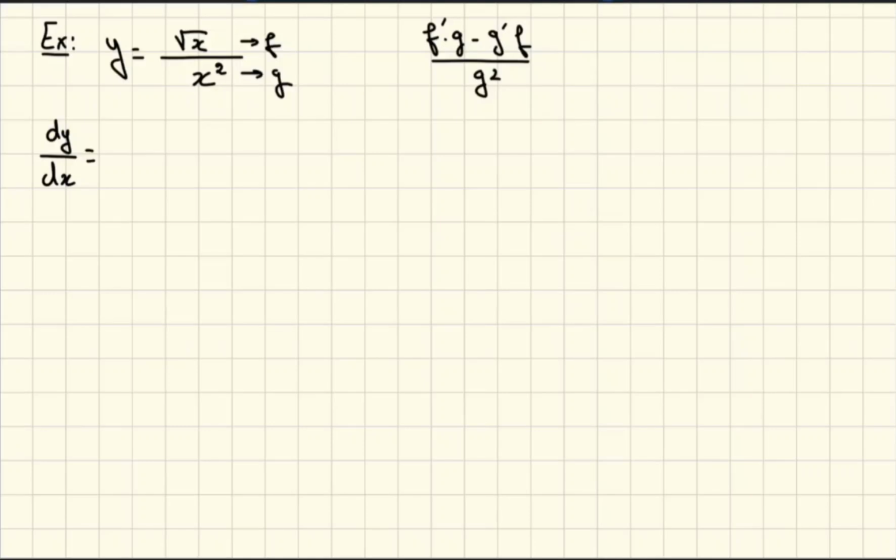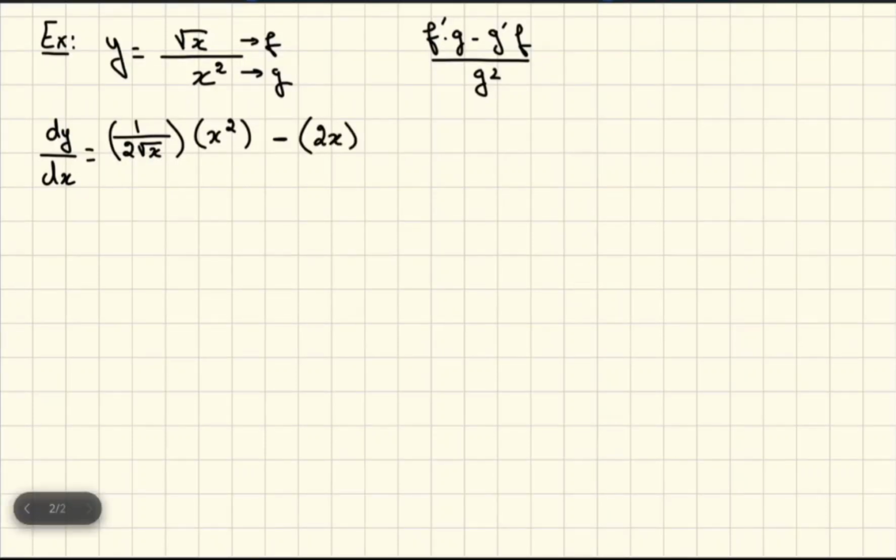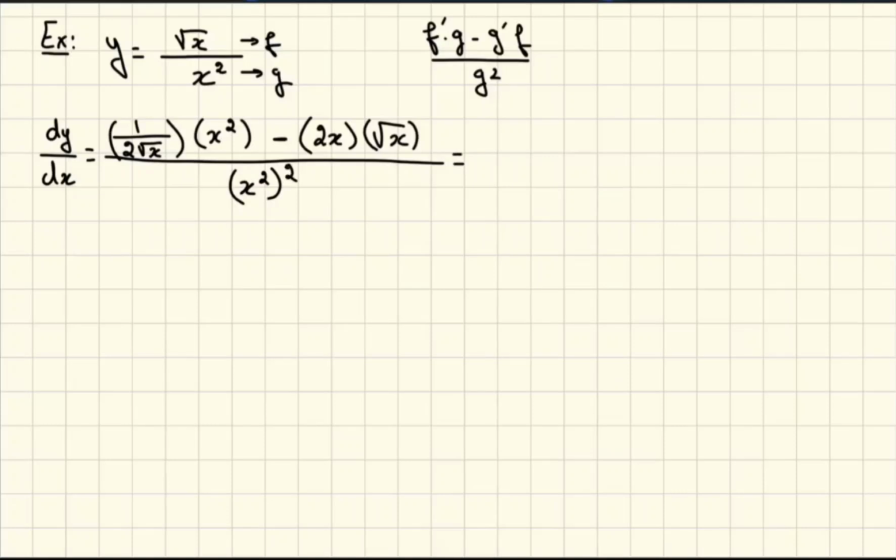So I follow. F prime, in this case, the derivative of radical x, as I spoke about in the previous video, is just 1 over 2 radical x, times g, which is x squared, minus g prime, the derivative of g, which is just 2x, times f, which is radical x, over g squared, which is x squared, squared, equals. For the first one, you multiply the one with the x squared, so you get x squared over 2 radical x, minus 2x radical x over x exponent 4, because you do times instead of parentheses, so 2 times 2 will be 4.